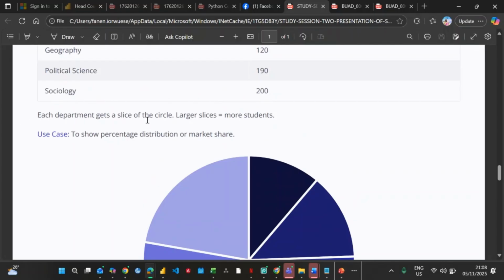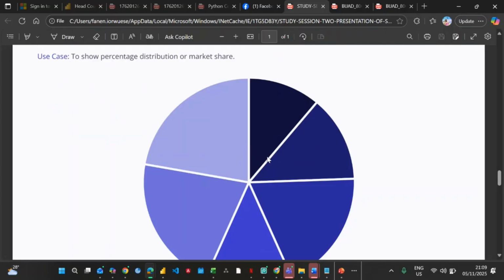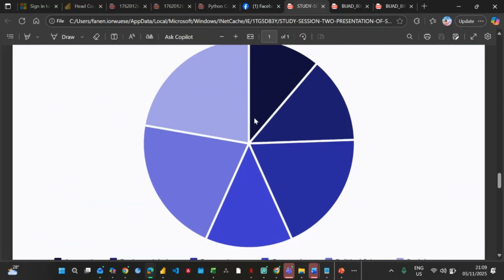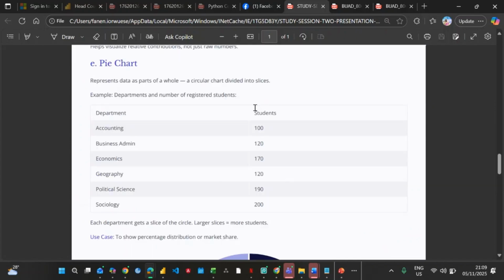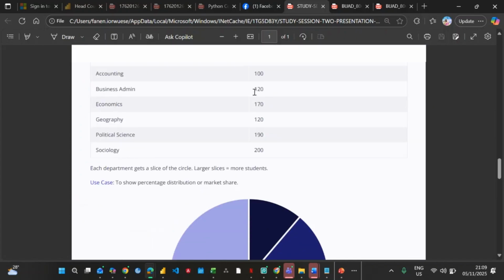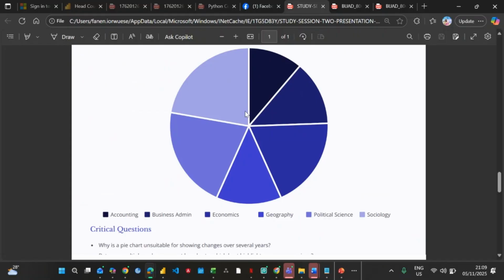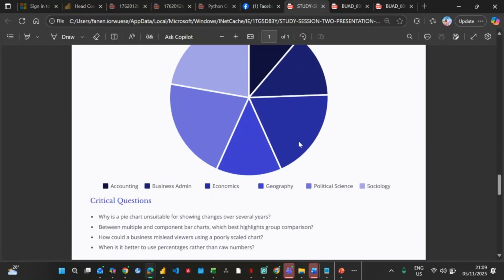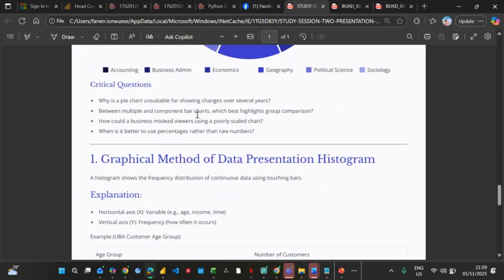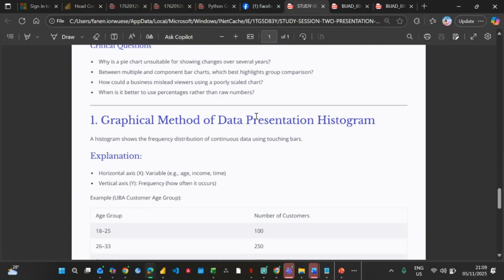And if you have questions, you can actually ask me before I move on. So each department gets a slice of a circle, larger slice, more students. So that is what it means. Something like this you get. So if you look at this particular pie chart, this is the presentation of it here.